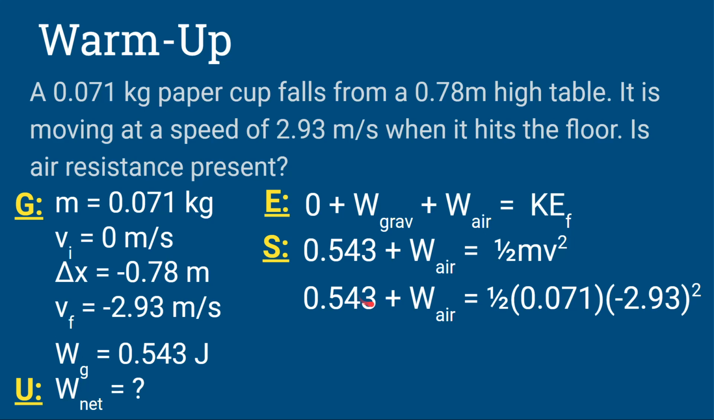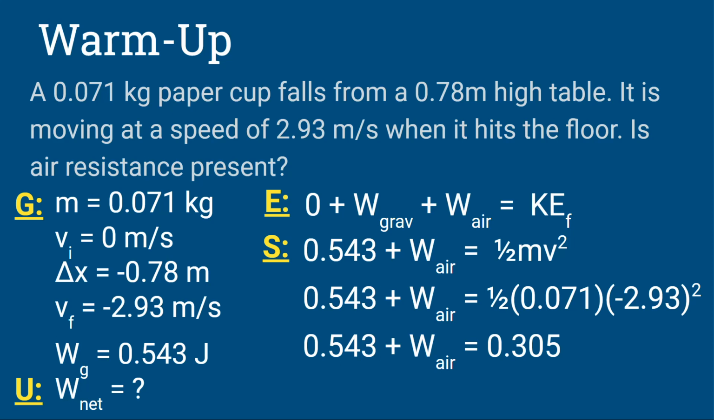If we substitute in our mass and our velocity at the end, now we have 1/2 times 0.071 times negative 2.93 squared. Again, that negative is going to go away when I square that. And this entire right-hand side ends up equaling 0.305, which means it's not equal to that work done by gravity, and therefore there must be something else doing work.